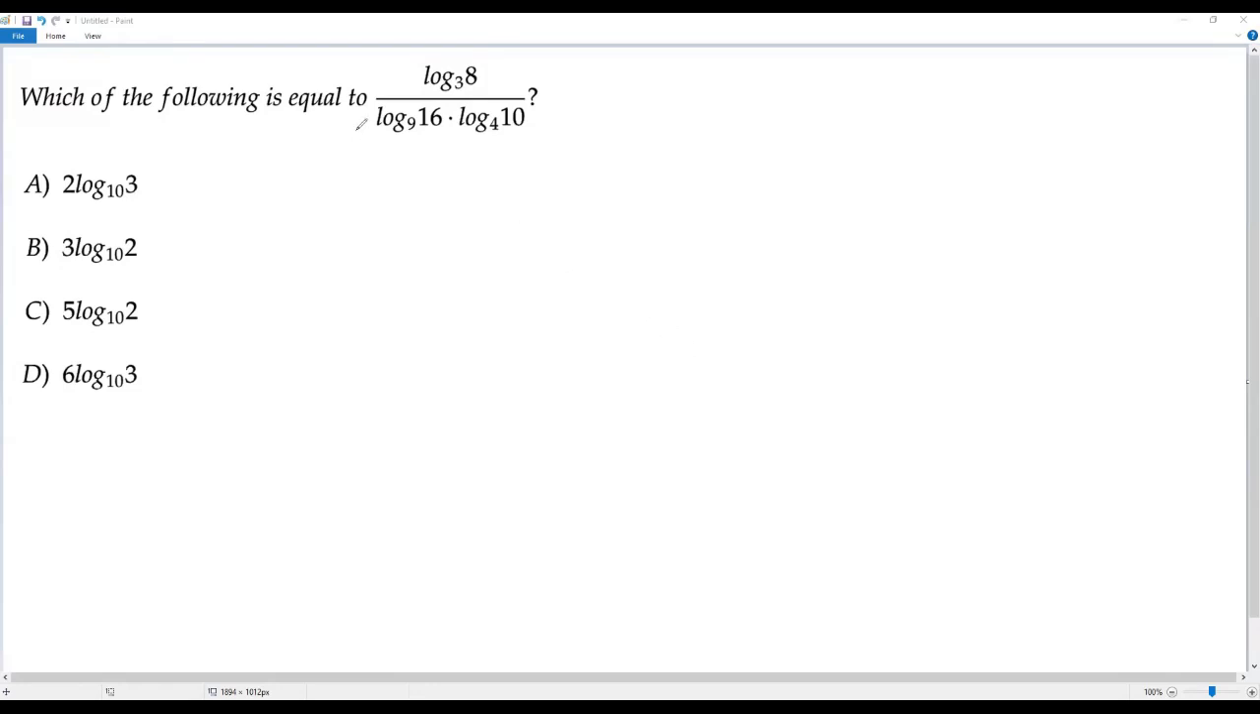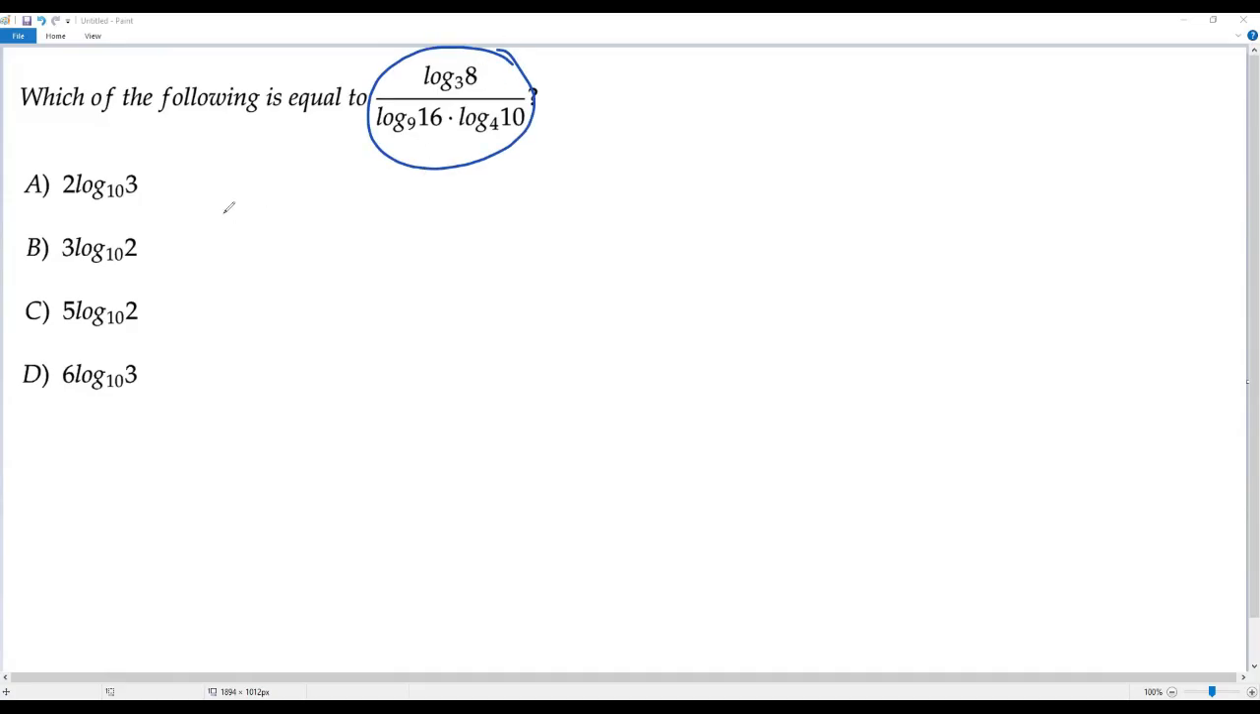Which of the following is equal to log base 3 of 8 divided by log base 9 of 16 times log base 4 of 10? In the given answer choices, we have to find the one that is equal to the given expression. When I go over the answer choices, each has a logarithm with base 10. So we have to simplify this expression to a single logarithm with base 10.